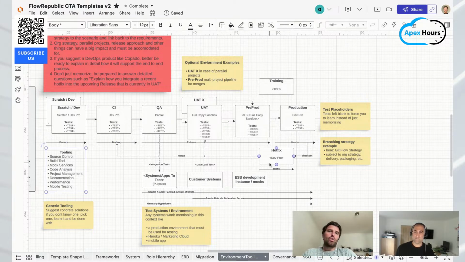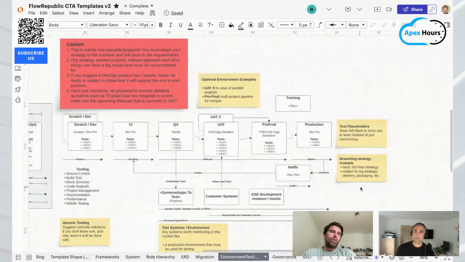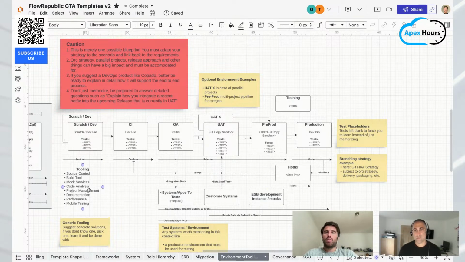The other thing is tooling in general. Now, you are expected to talk about what is the tooling strategy, what are different tools that you will be utilizing in order to support the development process and the delivery. And I would suggest to study or pick one product for each of those different tooling aspects that we have listed here and learn it.